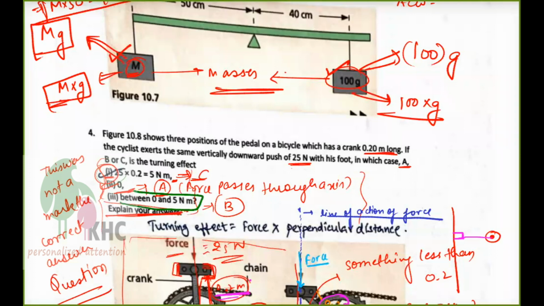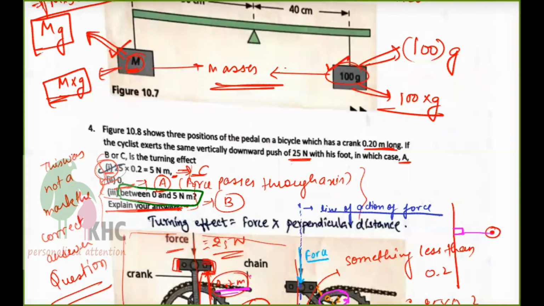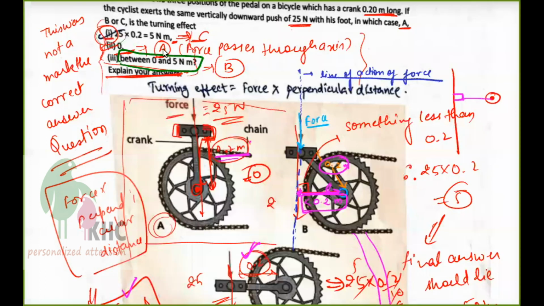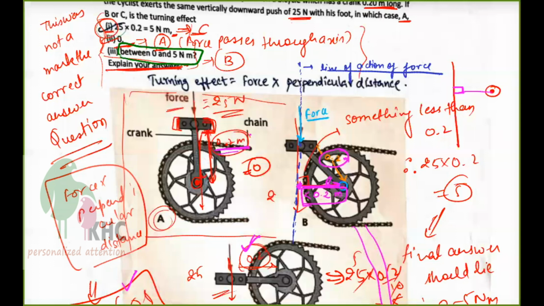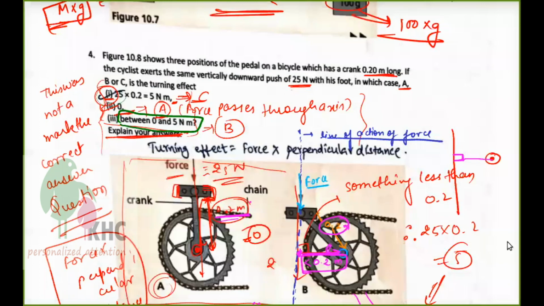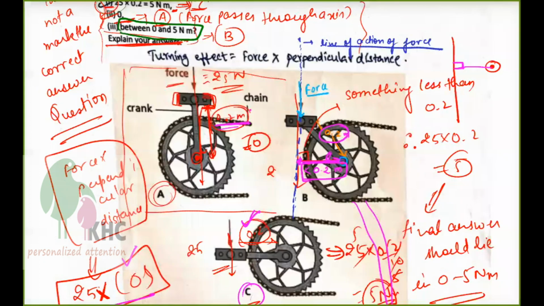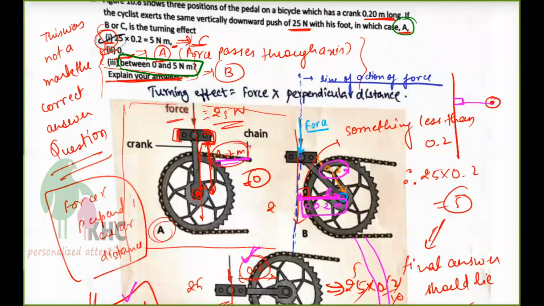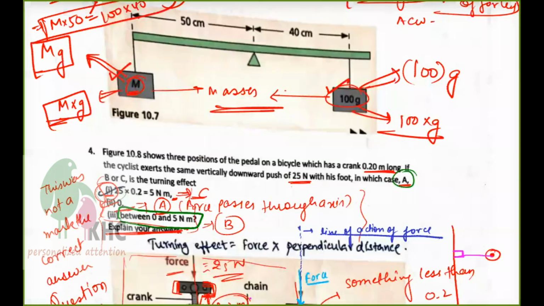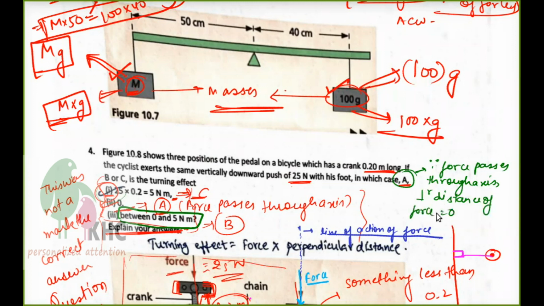So how are you formally going to write it in your exam? You are just going to write it like this. First of all, for A, you write: because force passes through axis, therefore perpendicular distance of force is 0. Since force passes through axis, perpendicular distance, I'm using the symbol of perpendicular, you have to write full perpendicular in your exam. Force passes through axis, perpendicular distance of force is equal to 0.